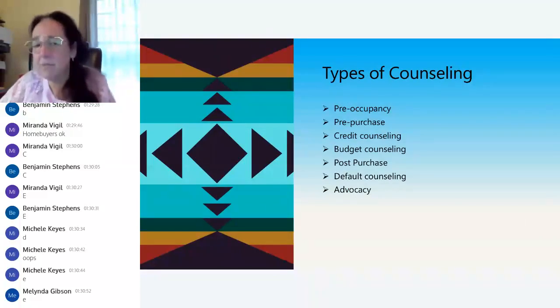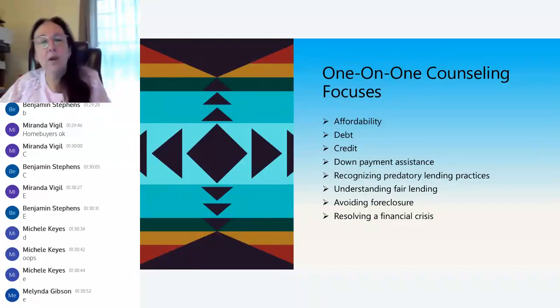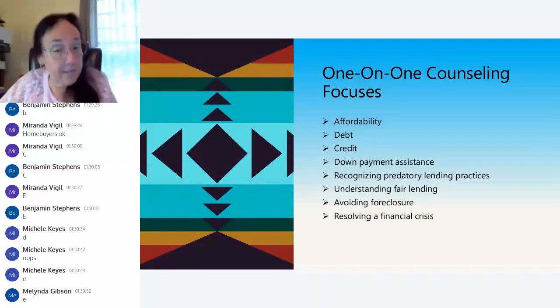Different types: pre-occupancy, pre-purchase, credit counseling, budget counseling, post-purchase, default counseling, and advocacy. One-on-one could be affordability, their debt, their credit, their down payment assistance, recognizing predatory lending. We had somebody here that was trying to charge our tribal members for used cars and new cars in like the 20% range. I was so mad when I found out.